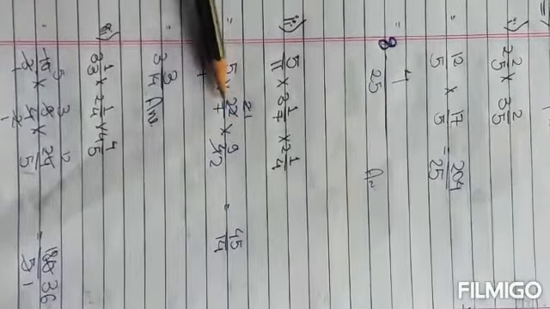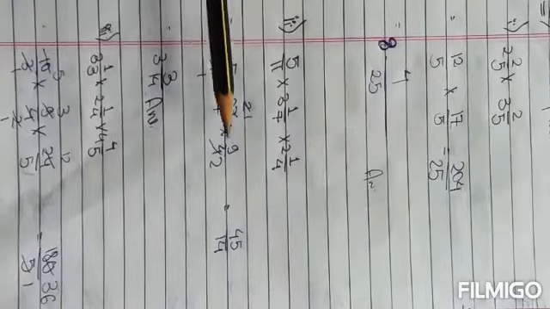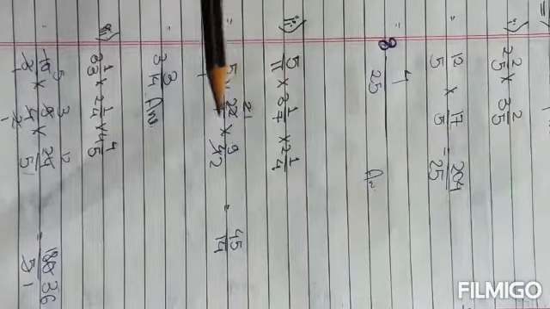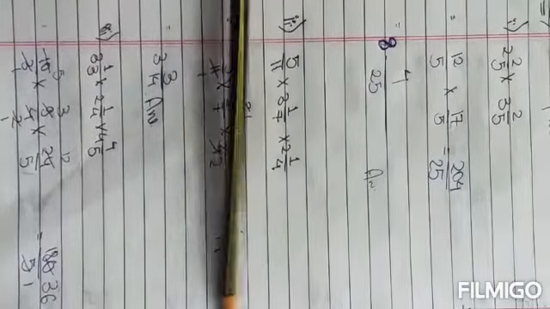If there is no chance for reducing, then what you have to do, you have to multiply. 5 into 9 you will get 45. 7 into 2 you will get 14. So you will get 45 by 14. Then after that you have to do division.